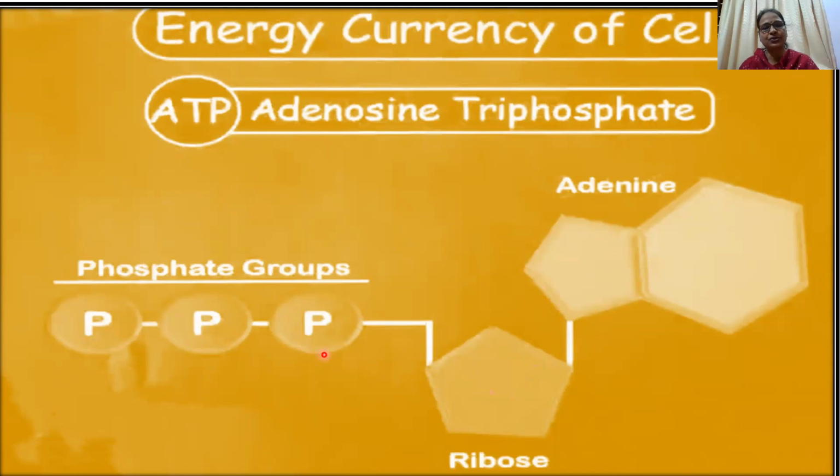And when ATP is used, this last bond, which is an energy-rich bond, also called a sigma bond, between the last two phosphate groups breaks. The sigma bond is a high energy bond. It breaks, and due to the breakage of the bond, energy is given out, which is used for different metabolic activities of the cell. And the ATP is converted into ADP. This way, ATP makes energy available for the cell.